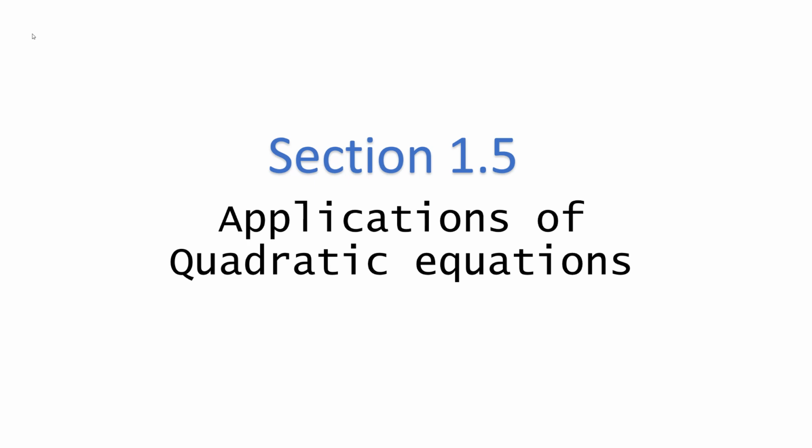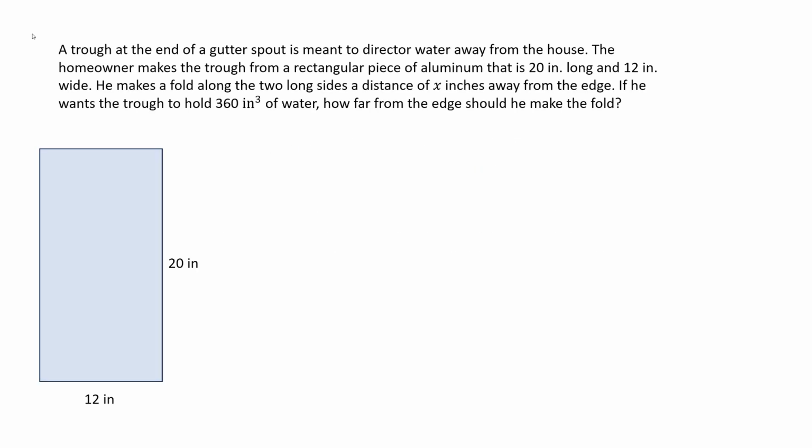Okay, so for section 1.5, we have applications of quadratic equations. So we're going to look at some real life situations where you would need to solve a quadratic equation. So a trough at the end of a gutter spout is meant to direct water away from the house.